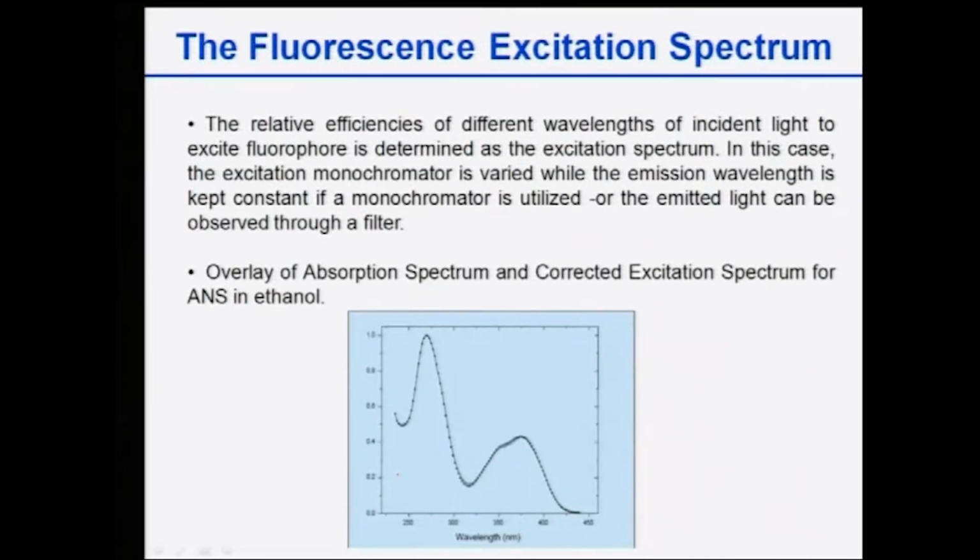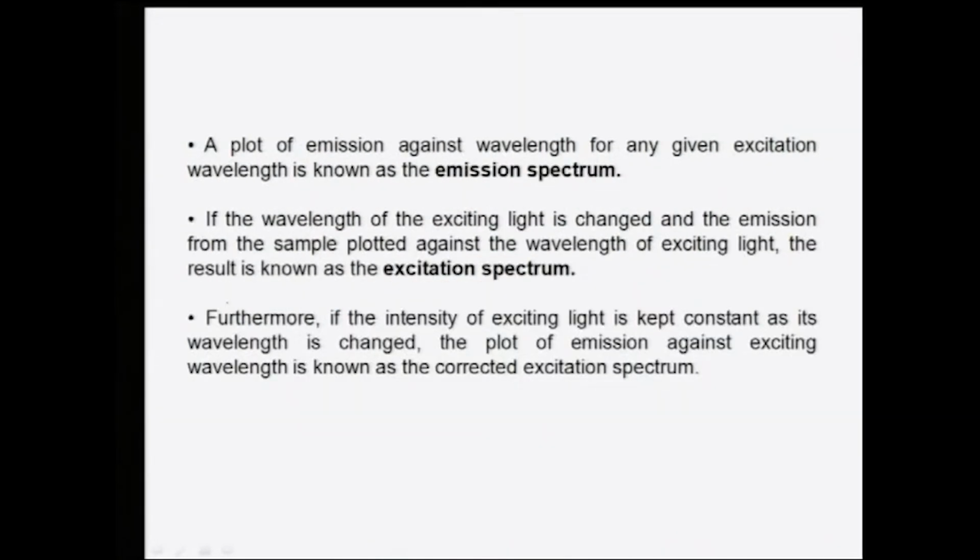To give you some characteristic pictures, the relative efficiencies of different wavelengths of incident light in exciting a fluorescent material are determined by the excitation spectrum, and that is why you need to know this. In this case, the excitation monochromator is varied, that is, the wavelength varies, while the emission wavelength is kept constant if a monochromator is used. And there will be this one, and this is another one. As you can see, there is overlap between the absorption and the corrected absorption. This is the corrected absorption spectrum for the chemical in ethanol, and these are all plots to be made.